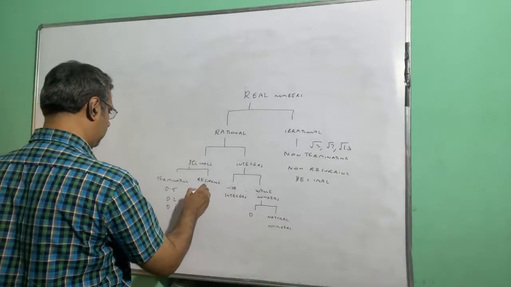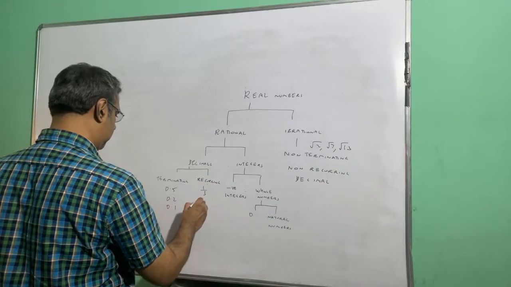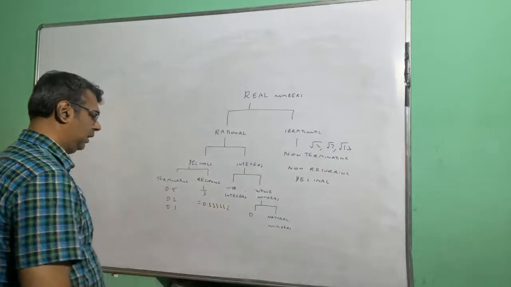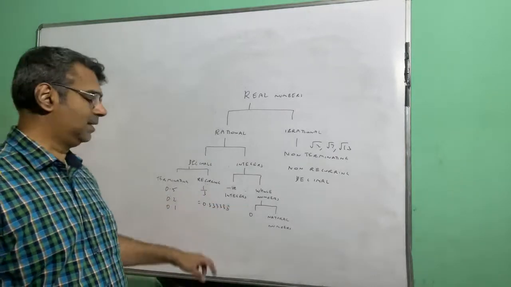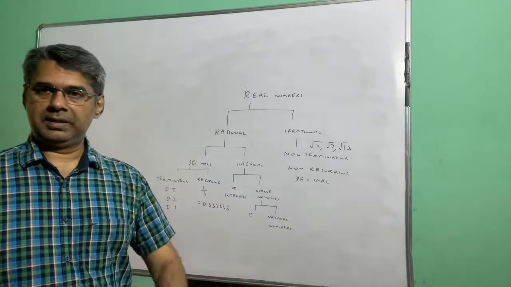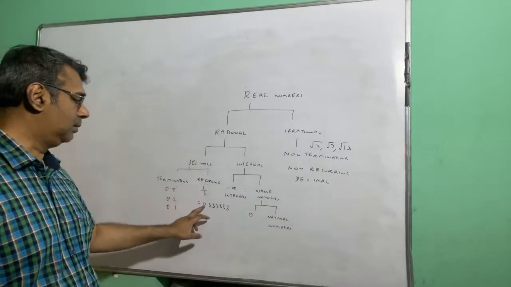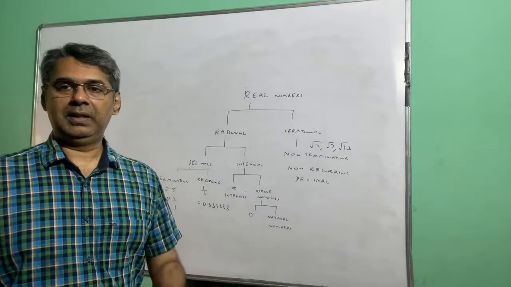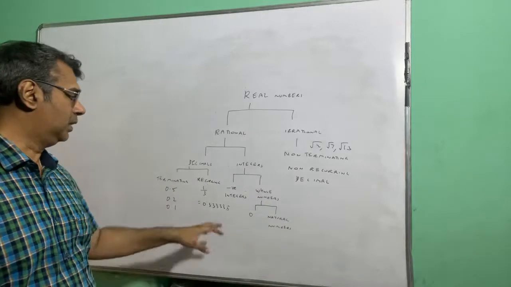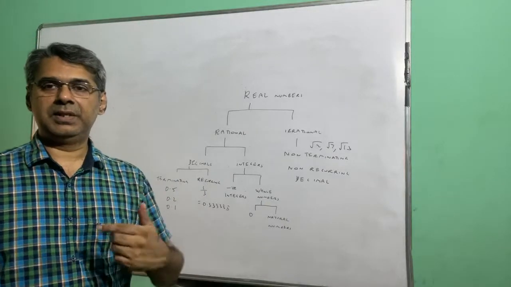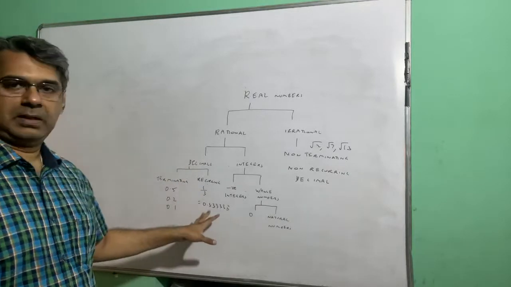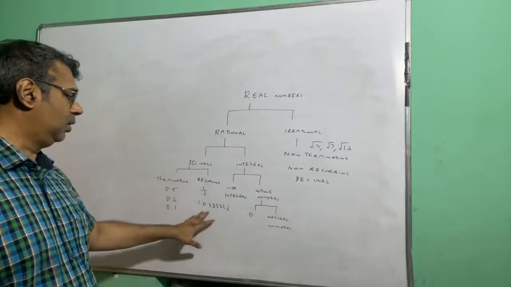What about recurring? If you do 1 by 3 as a decimal, you will get 0.33333333 like that. If you calculate 1 by 3 as a decimal, you will find that 0 point and then endlessly you will have to go on writing 3. So that is called recurring. That means a digit is repeating. And these are the two types of decimals under rational, either terminating or recurring.